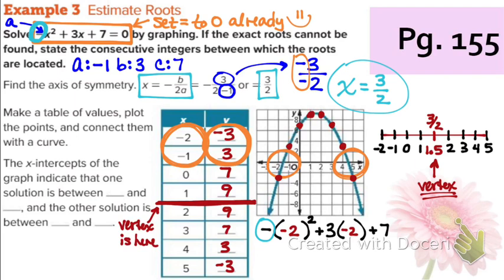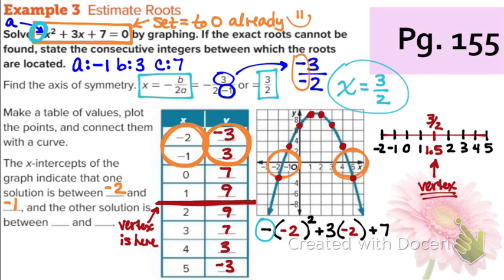It might be 1.5, it might be 1.2 or 1.7. I don't know. I just know it's somewhere in between those two. So we're just going to say that it's in between -2 and -1. I don't know exactly where in between. I just know somewhere in there. Because somewhere in here it had to cross the x-axis. It had to hit 0.